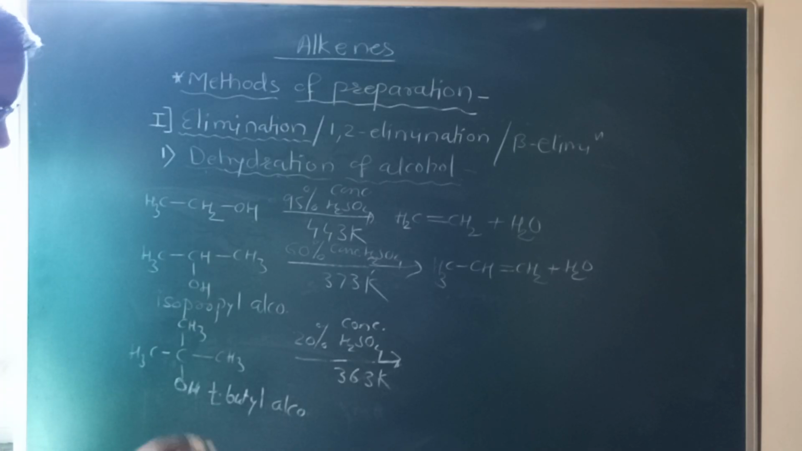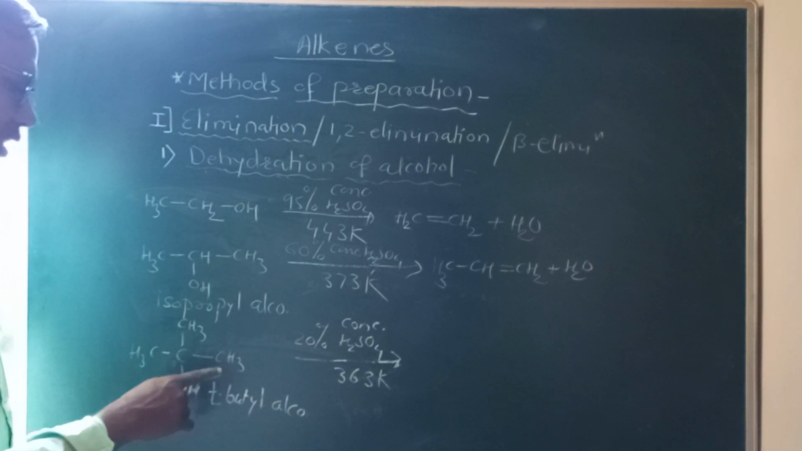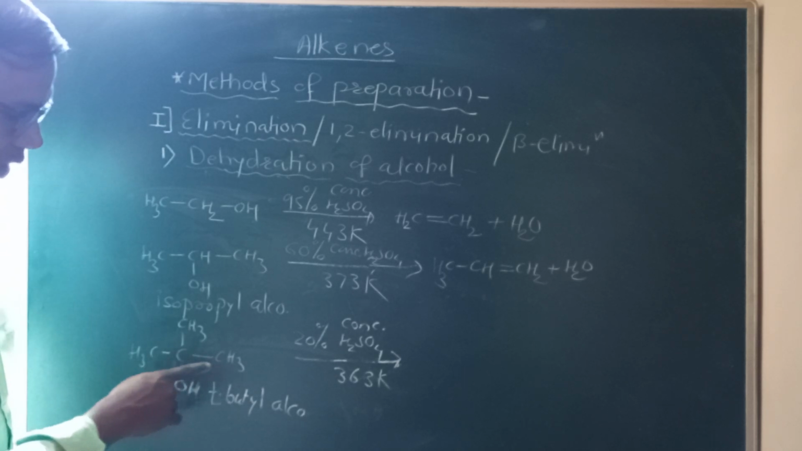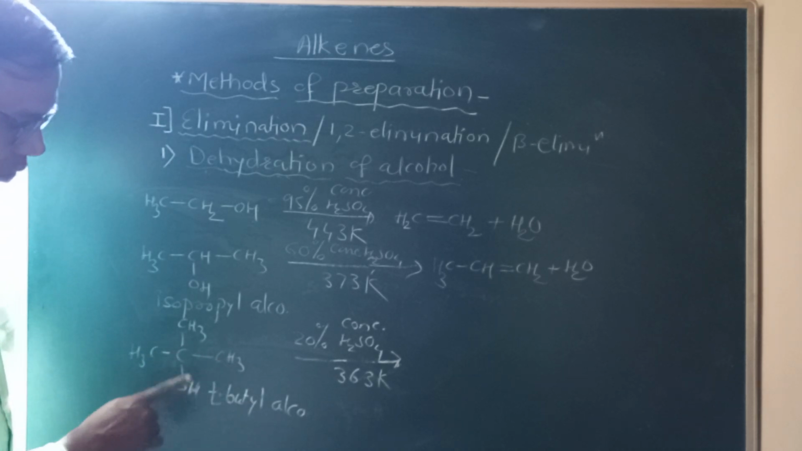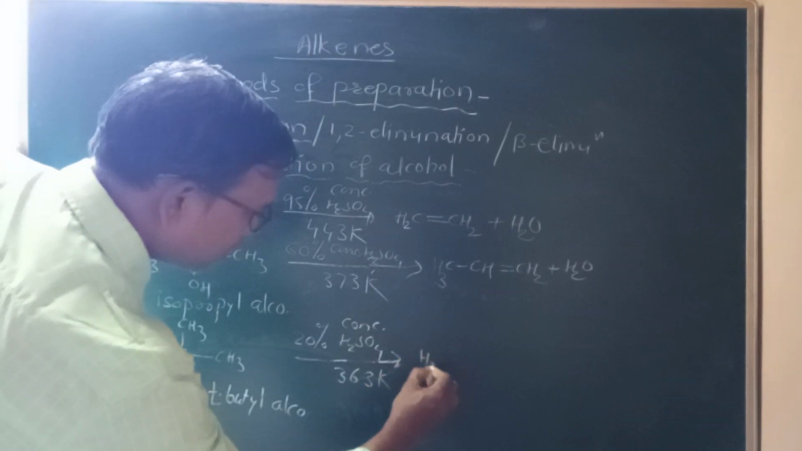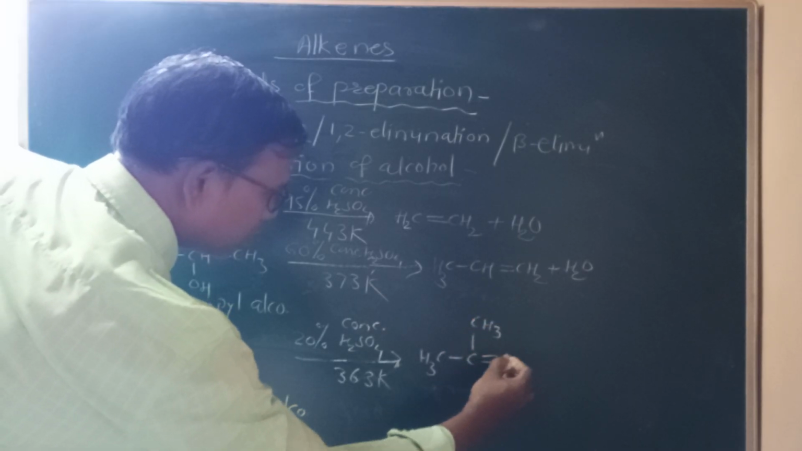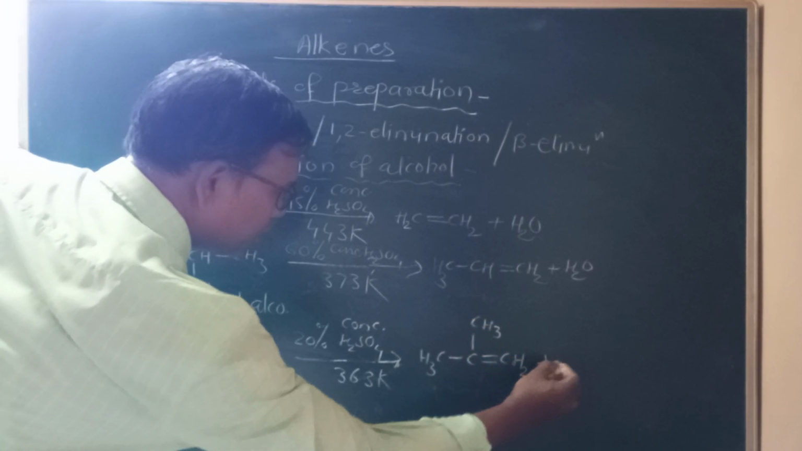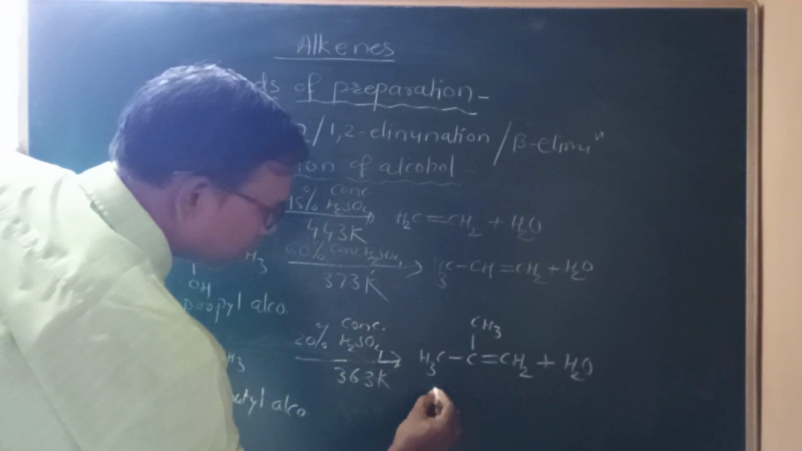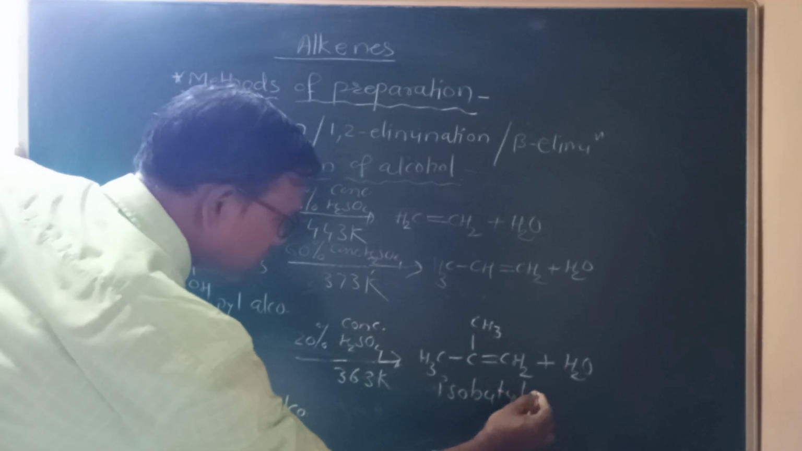That's why removing H from any of these three carbon atoms gives the same alkene. So I'm taking hydrogen from this carbon atom. A double bond gets formed between these two, and this H and this OH couple together, giving a water molecule. So you get this compound, CH3, then C, then CH3, double bond CH2, with elimination of a molecule of water. Now this compound is called isobutylene.